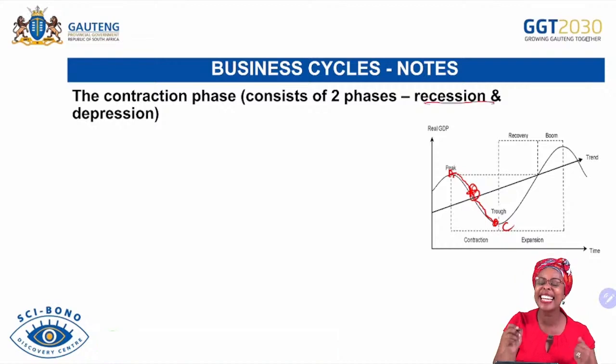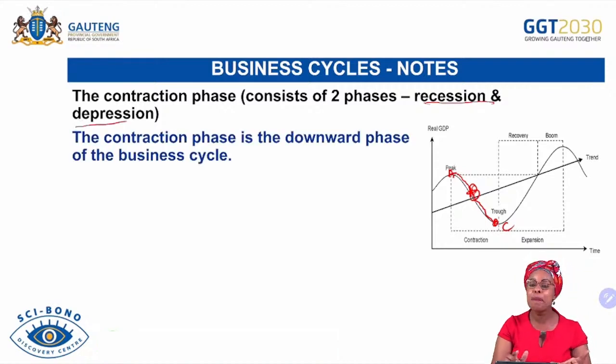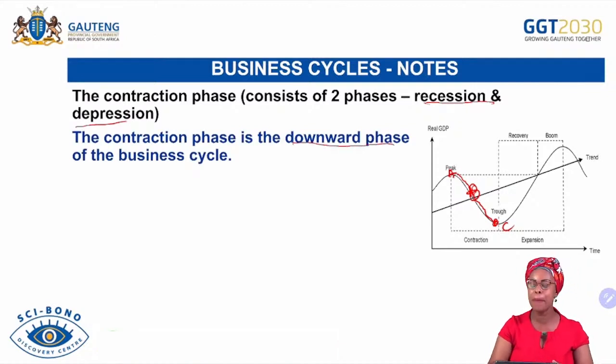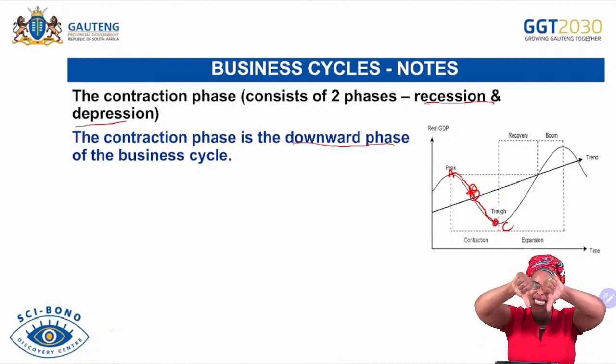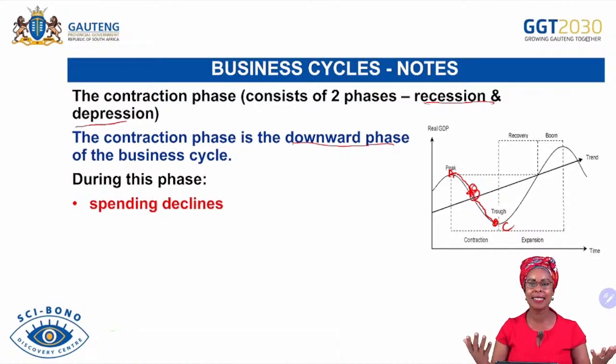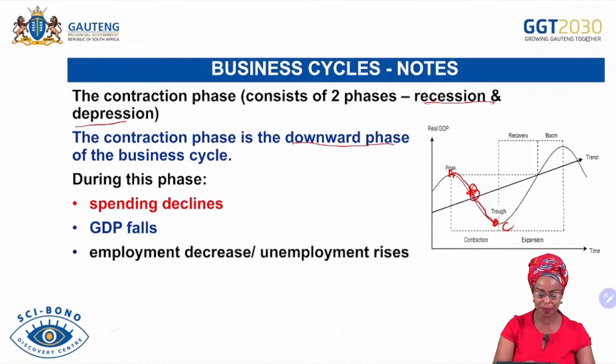It consists of recession and depression phase. What is happening during this phase? It is where there is the downward phase of the business cycle. Economic activities decline. Economic activities, they become less. Like what? Like spending. Businesses during this phase, they spend less. And as they are spending less, even the GDP falls. That's why it's called downswing phase.